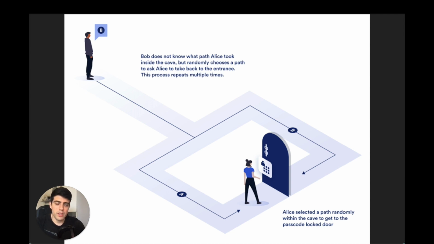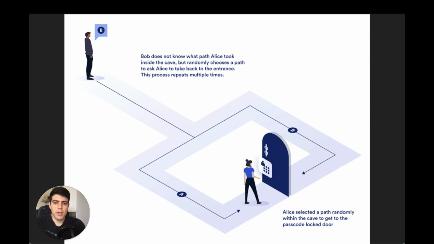Is it still confusing? Let's take a look at the diagram on the screen and I will try to explain it in simple terms. Let's imagine that there is a cave with two entrances, path A and path B. In order to go through the cave, you will need to open a door that is locked with a passcode. Alice wants to prove to Bob that she knows the passcode to the door, but without revealing the actual passcode to Bob. To do this, Bob stands outside of the cave and Alice walks inside, taking one of two pathways without Bob knowing which path was taken.